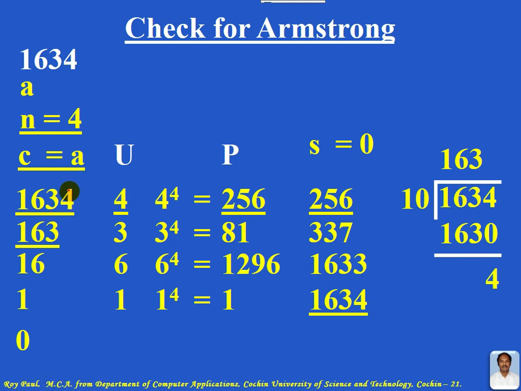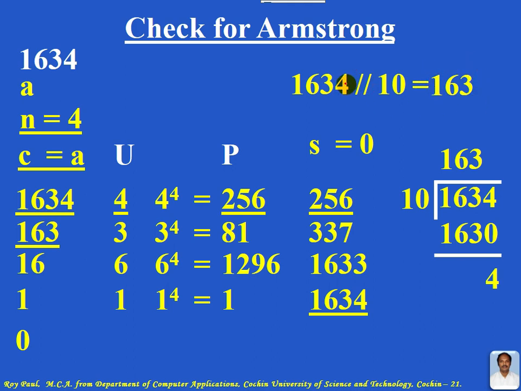Now after this, you reduce c by removing the digit in the units place. So how can you remove the digit in the units place? The method is 1634 floor division 10. It is 163.4, but floor division returns only the integer part of the answer. So here you get 163.